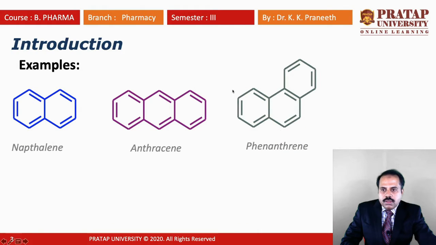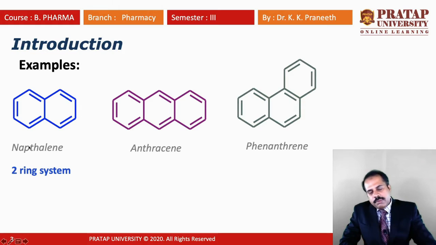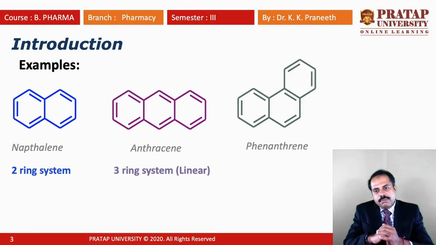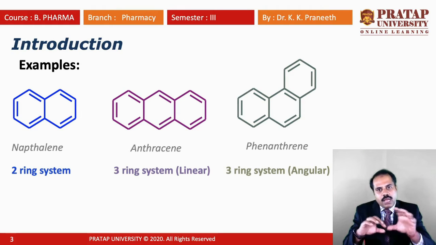So I have already told you that important examples include naphthalene, anthracene and phenanthrene. Naphthalene is a 2 aromatic ring system. Anthracene has a 3 aromatic ring system, and it is a linear structure, linear shape. And phenanthrene is a 3 ring system but angular in shape, not linear.